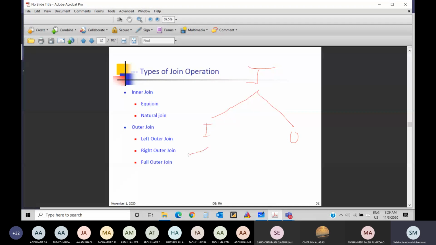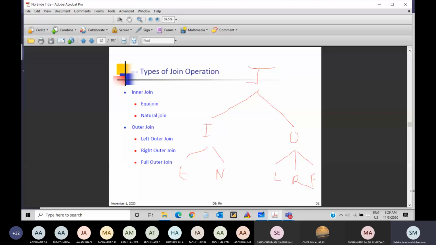Now inner joins are divided into 2. I have equi-join, and I'll show you an example, and we have natural join. What about outer join? I have 3 of them. We have the left, we have the right, and we have the full. We covered them in SQL, it's exactly the same here. So let me start with the equi-join.